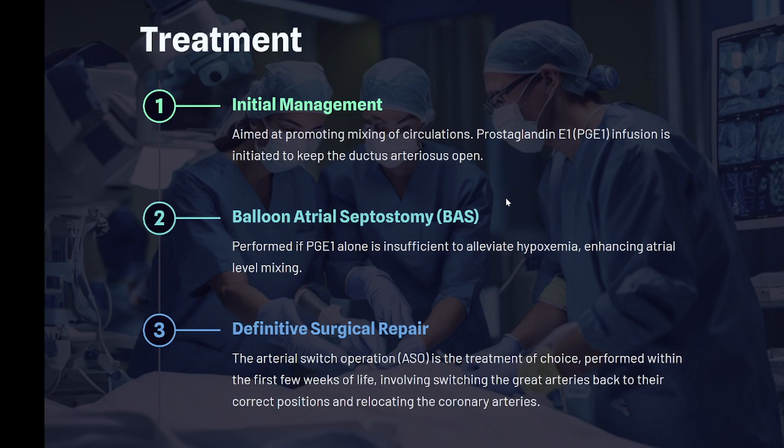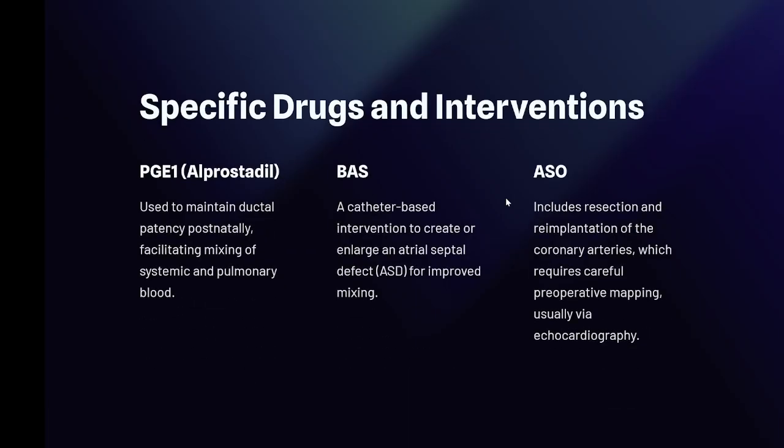Specific drugs and interventions. PGE1, alprostadil, used to maintain ductal patency postnatally, facilitating mixing of systemic and pulmonary blood. BAS, a catheter-based intervention to create or enlarge an atrial septal defect, ASD, for improved mixing. ASO includes resection and reimplantation of the coronary arteries, which requires careful preoperative mapping, usually via echocardiography.